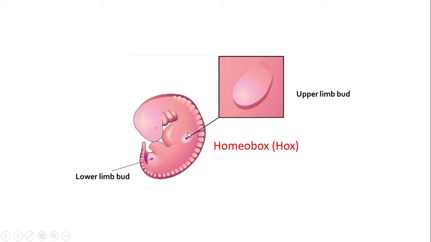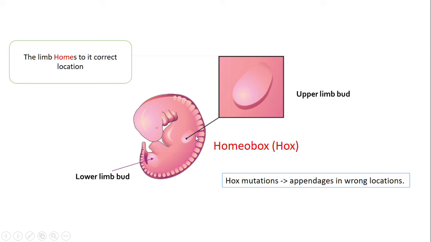And what determines the correct location of this limb bud along the cranio-caudal axis of the body is the homeobox gene. So the mnemonic is that the limb homes to its correct location by the homeobox gene. And as you can imagine, any mutation in this gene will result in a limb bud in the wrong location.